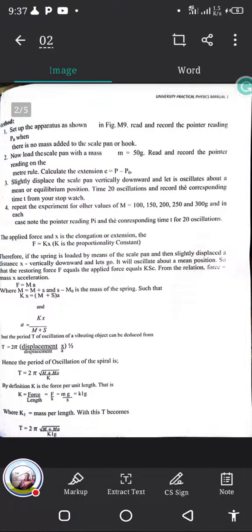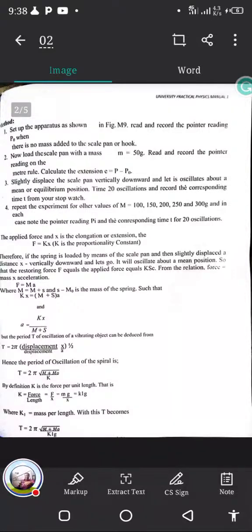But at the end of the day, we are going to see the effects of that spring weight, or the spring mass, on this very experiment. So for now, the spring weight is assumed to be negligible. By the end of the day, we are going to account for it as we move on into the main work. Then method 2: now load the scale pan with a mass.